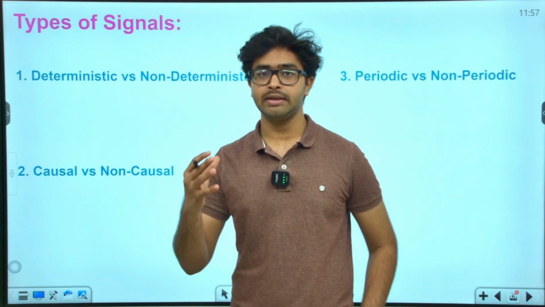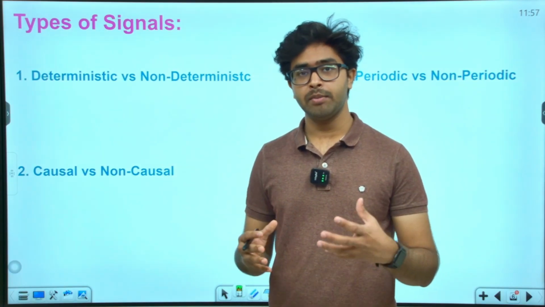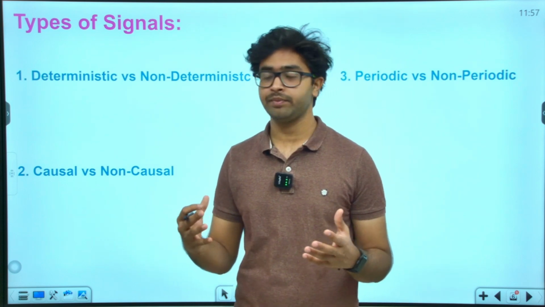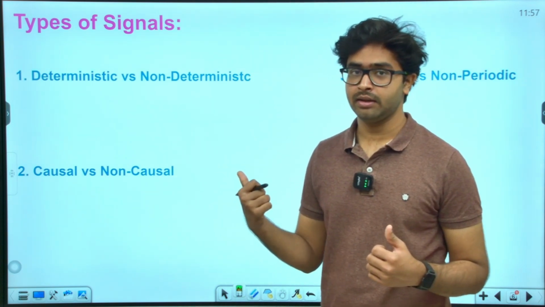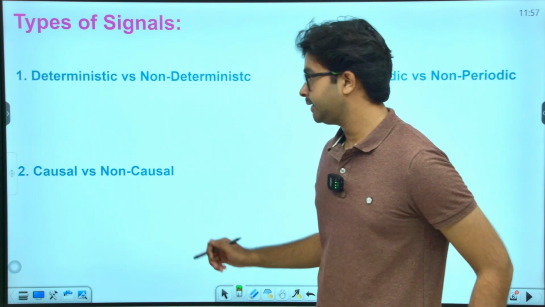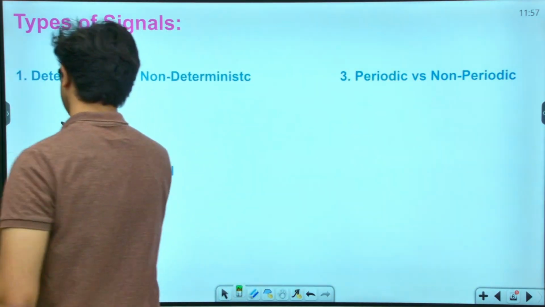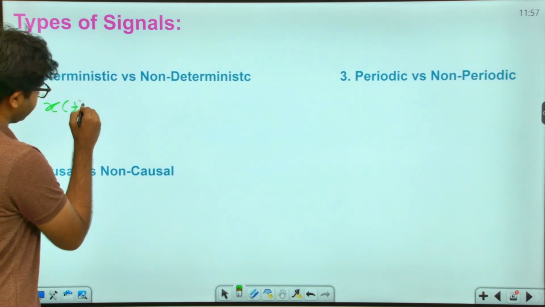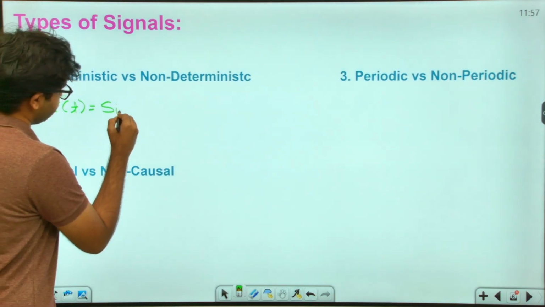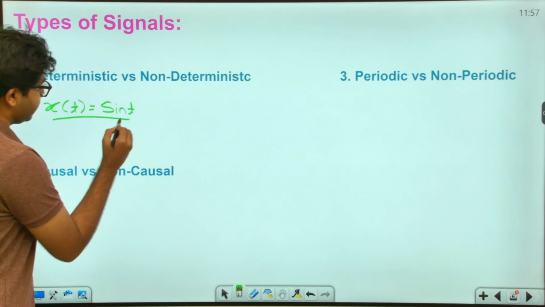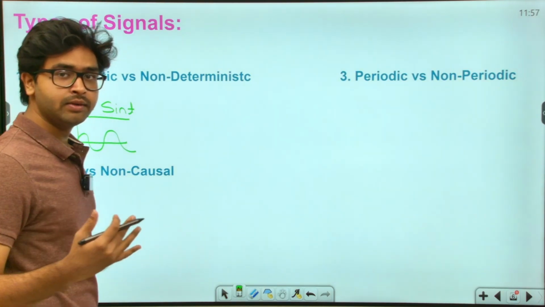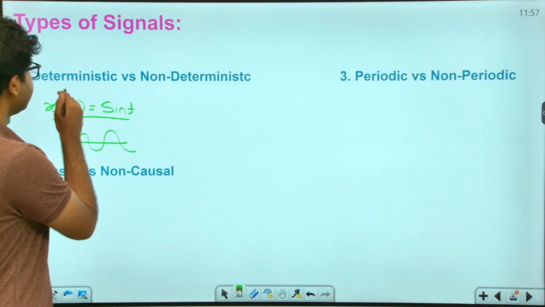If I am having any signal, and I am able to formulate it with some specific kind of formula or logic, then it's a deterministic signal. For example, we can take the sinusoidal x of t is equal to sine t. Like the sinusoidal curve, if I am able to formulate it with some kind of formula, then it's a deterministic signal.